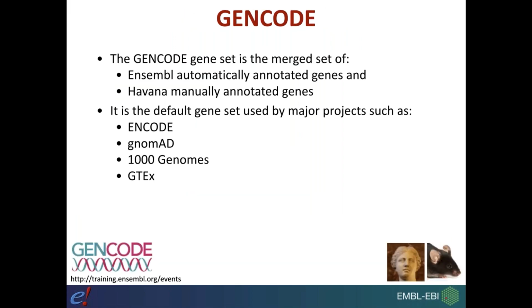So this brings me to the GENCODE gene set. The GENCODE gene set is available for human and mouse, and it is released on the same release cycle as Ensembl. And it is the merged gene set of the Ensembl automatically annotated genes and the Havana manually annotated genes. And this gene set is used by many large projects, including ENCODE, gnomAD, 1000 Genomes, and GTEx, which you may have heard about or may be working with, in fact.